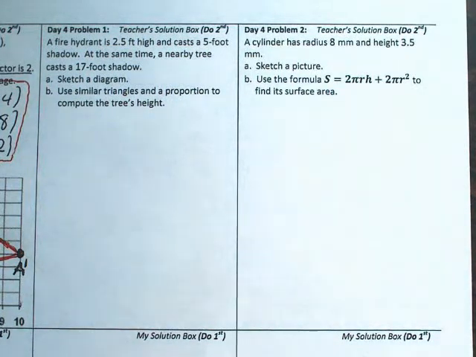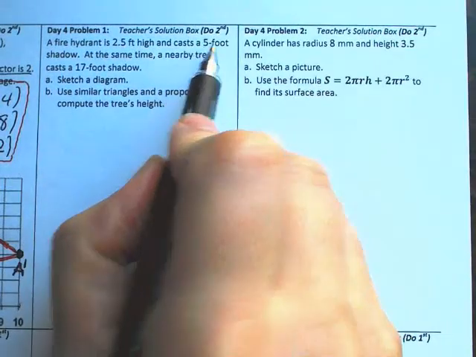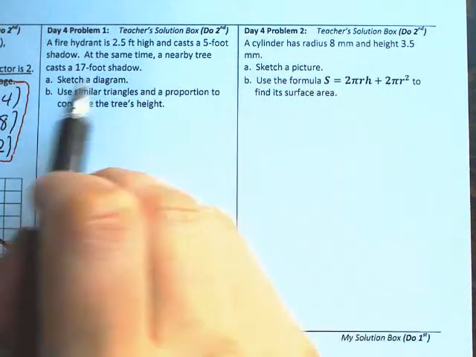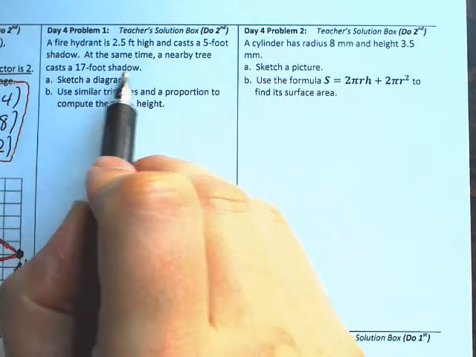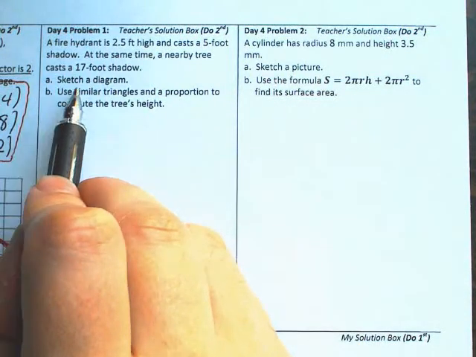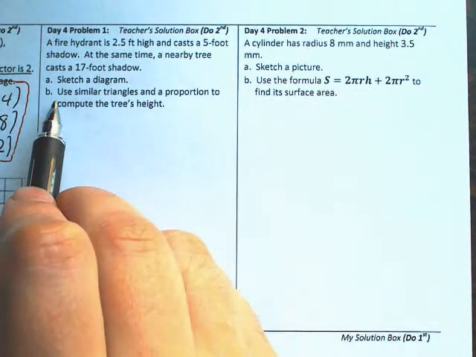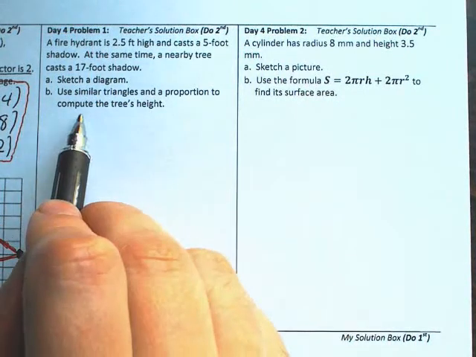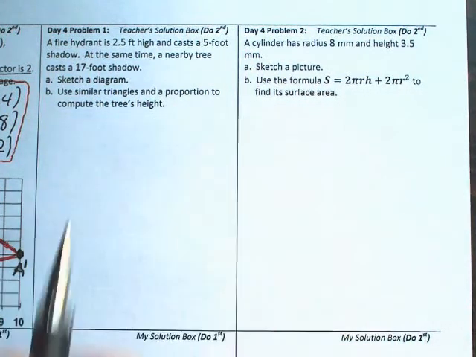Day 4, Problem 1. A fire hydrant is 2.5 feet high and casts a 5-foot shadow. At the same time, a nearby tree casts a 17-foot shadow. A, sketch a diagram, and then B, use similar triangles and a proportion to compute the tree's height.